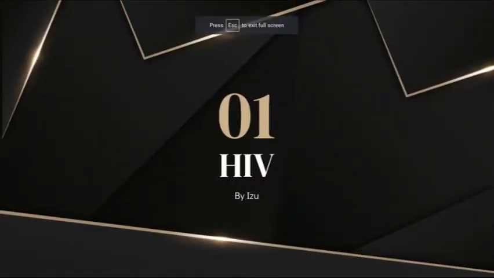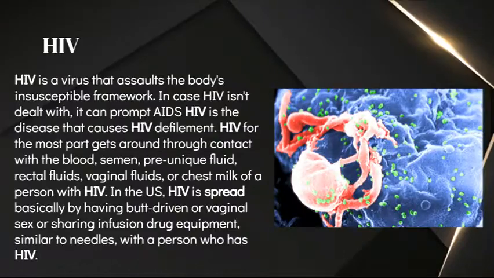HIV. HIV is a virus that attacks the body's immune system. If HIV isn't treated, it can lead to AIDS. HIV is a disease that causes HIV infection.